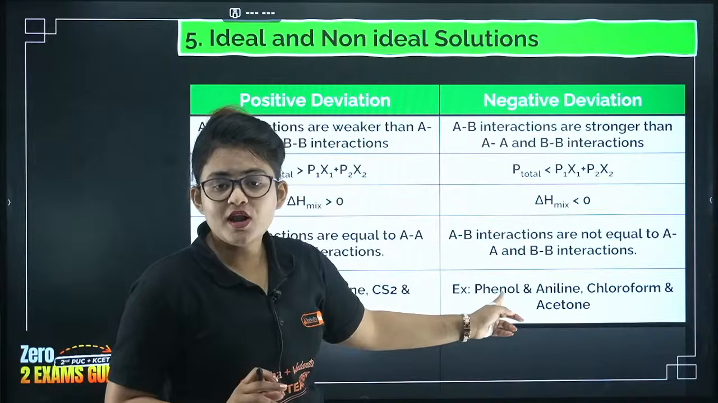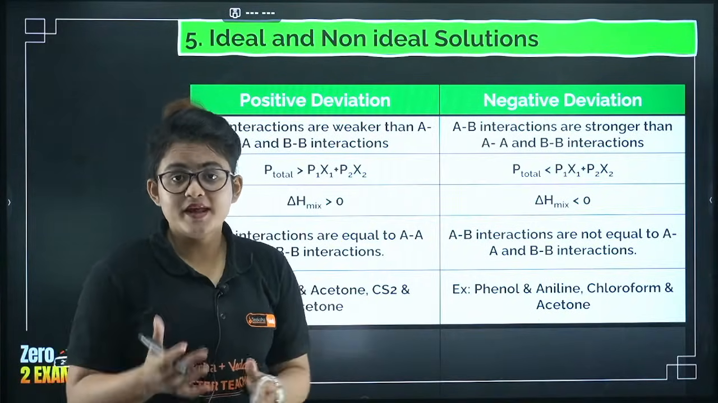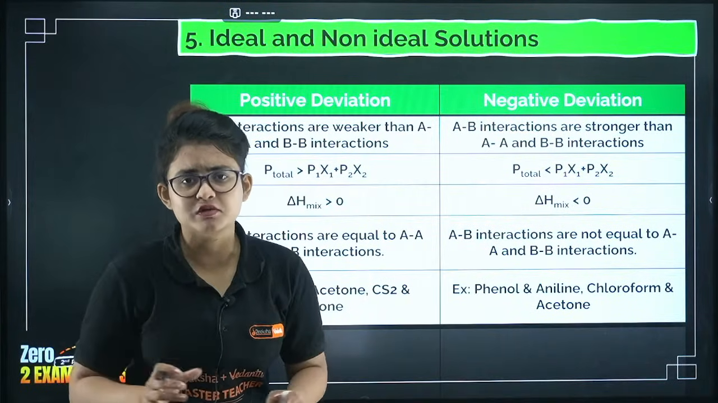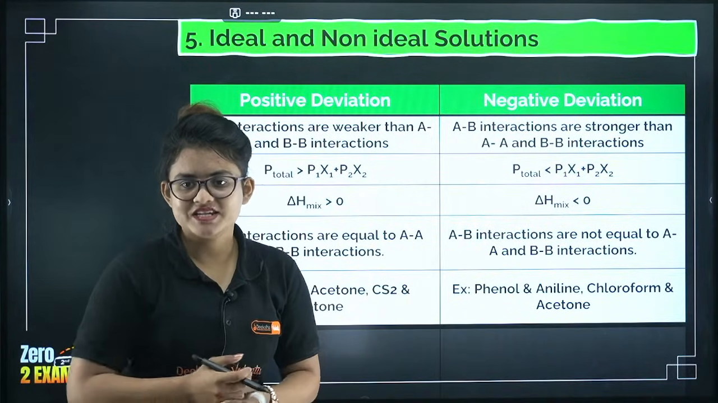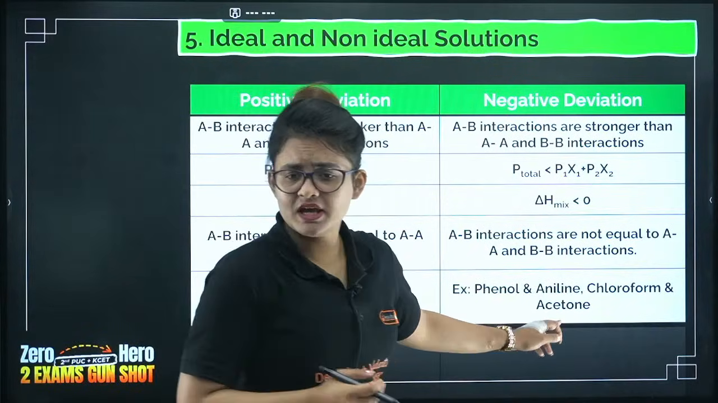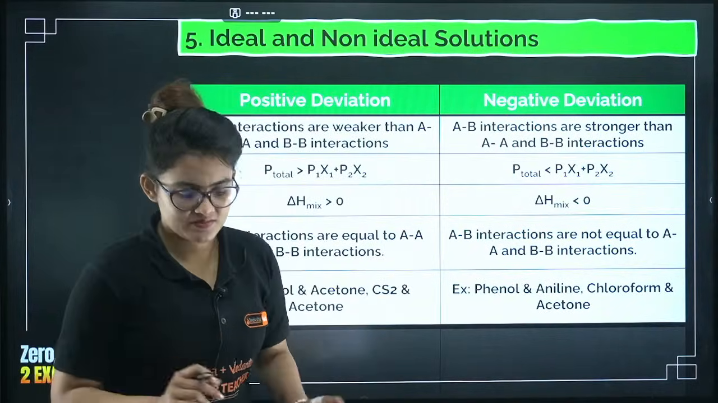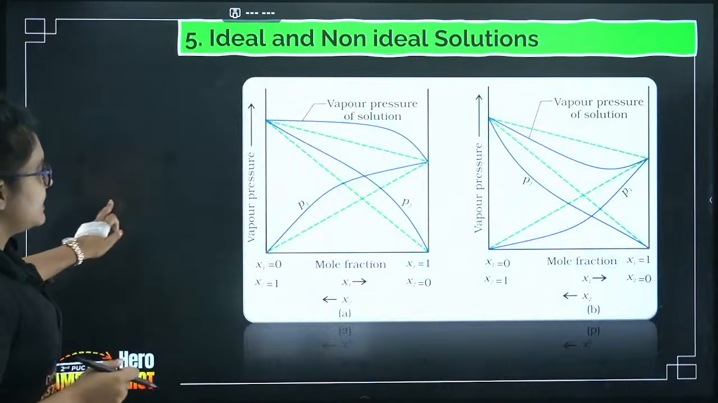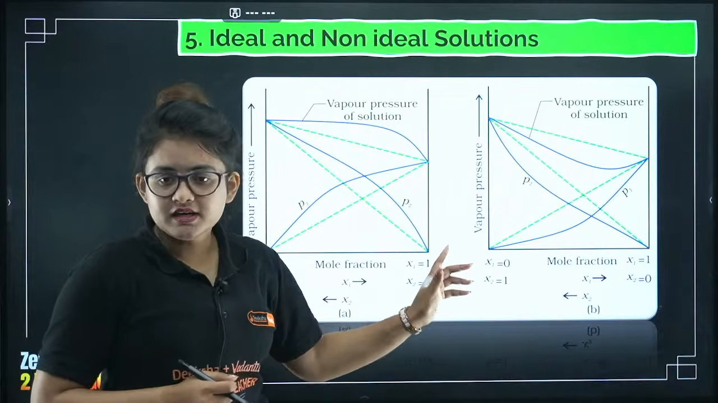Here you can see phenol and aniline. When they are mixed, they will have very nice hydrogen bonding, so the AB interaction is stronger, right? Chloroform and acetone, here also hydrogen bonding. Okay, let's proceed further.